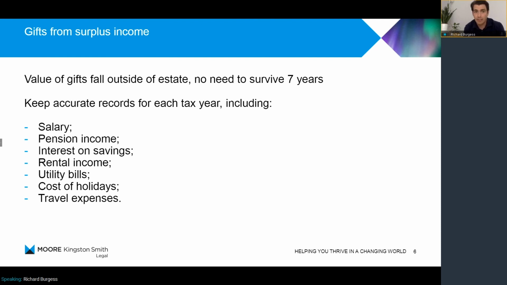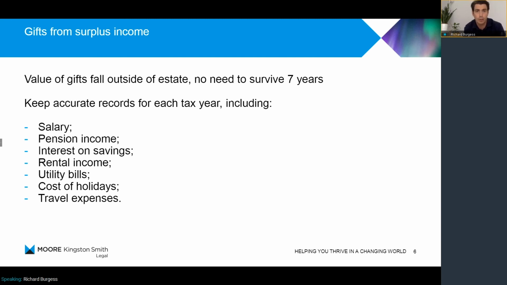So income such as salary income, pension income, interest, rental, all these details. Obviously a lot of them will be in a tax return, but if the client isn't required to complete a tax return, then having these details to hand separately would be very valuable information to have. Also, all sorts of outgoings, so utility bills, holidays, travel expenses. There's quite a lot of detail here that's required over quite a long period of time.